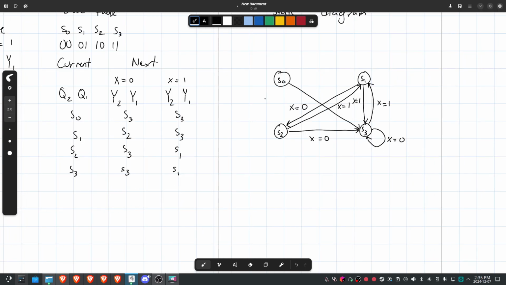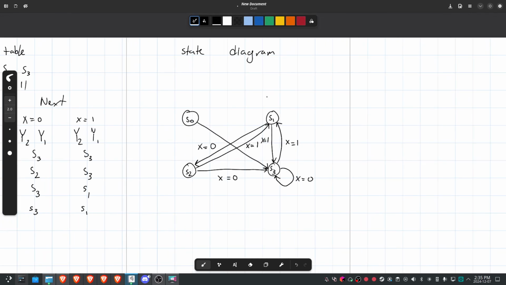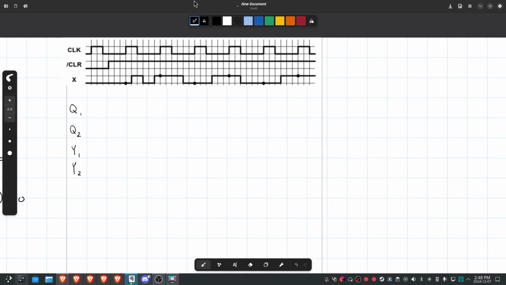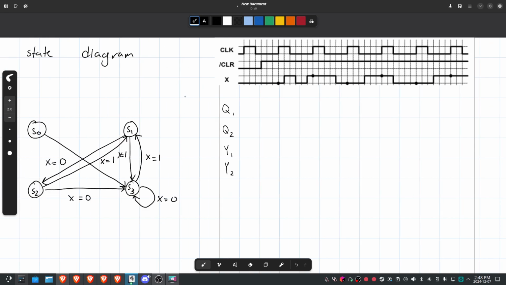How you draw this state diagram changes ever so slightly when you are dealing with a Mealy state machine, and I'll discuss that in a second. We're just working with a Moore machine, so you don't need to do that. Once again, I'll cover Mealy and Moore in a bit. Okay, so now the question is asking us to draw the waveform.